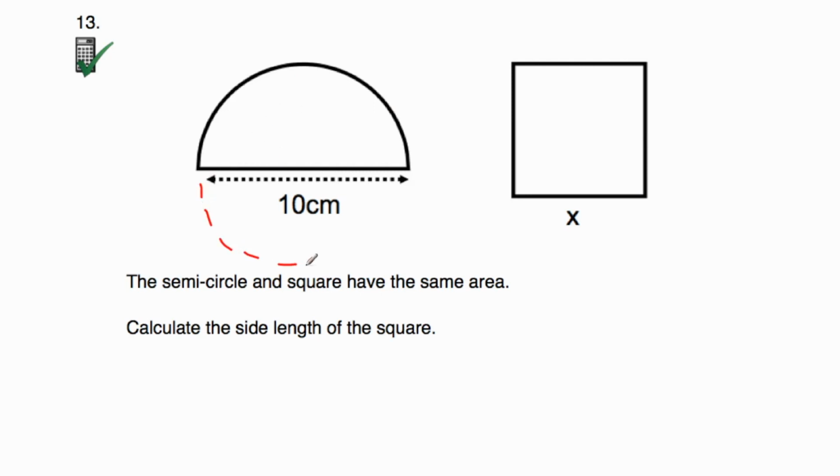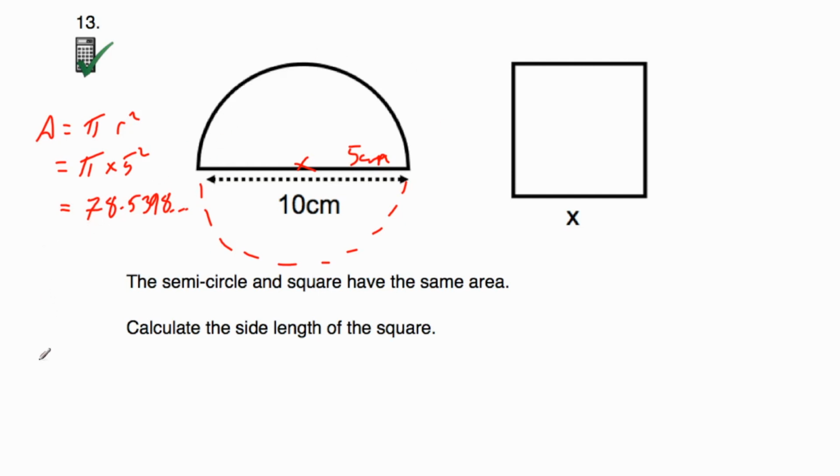So to find the area of the semicircle, let's turn it into a whole circle. And if the diameter of the whole circle is 10, that means the radius of the whole circle will be 5 centimeters. So we can do pi r squared to get the area of the whole circle. So area equals pi r squared. So that's pi times 5 squared. And then we'll get that answer and divide it by 2 to find the area of the semicircle. So pi times 5 squared would be 25 pi, or 78.5398 and so on centimeters squared. So that's the area of the whole circle.